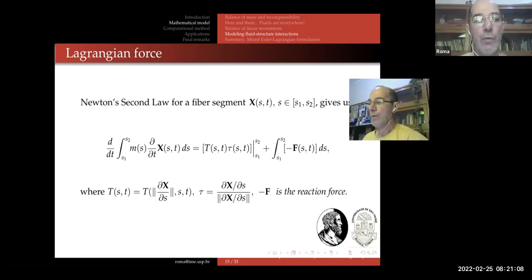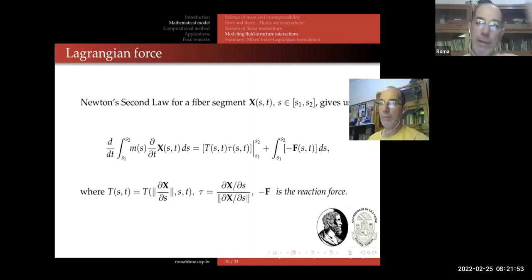Usually you think of this tension magnitude as depending on the tension modulus, which depends on the strain, how much I can stretch the elastic fiber, which is this thing here, right? It depends on the point on the elastic fiber, and it depends on the time. And the tangent vector is just this thing here normalized, okay?